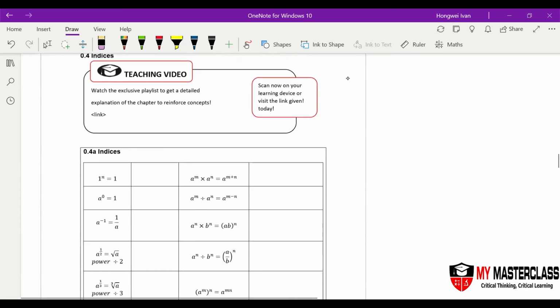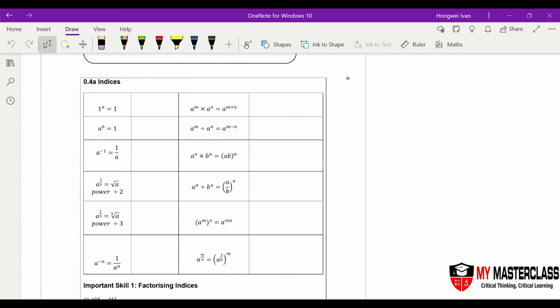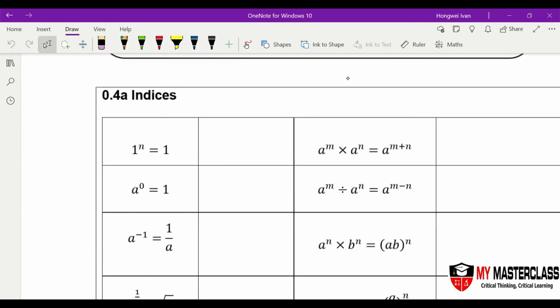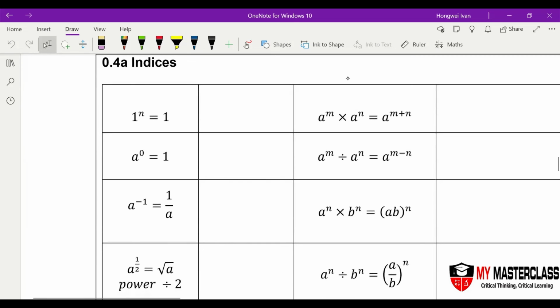Next 2 pages skip. Go to this indices. You learned or not? Indices is full. 1 to the power of anything is always equal to 1. Doesn't matter. 1 to the power of 100 is still 1. Okay, a to the power of 0 is equal to 1. So if you write down 5 to the power of x minus 1 equals 1, right?